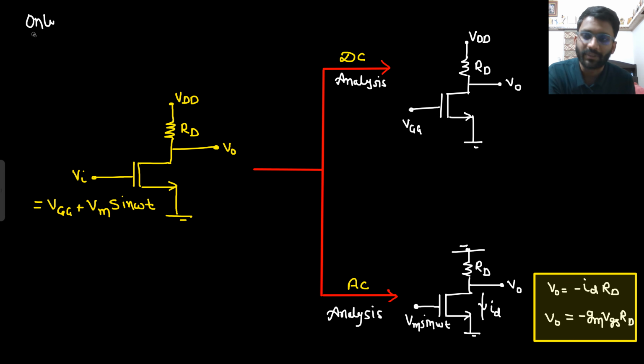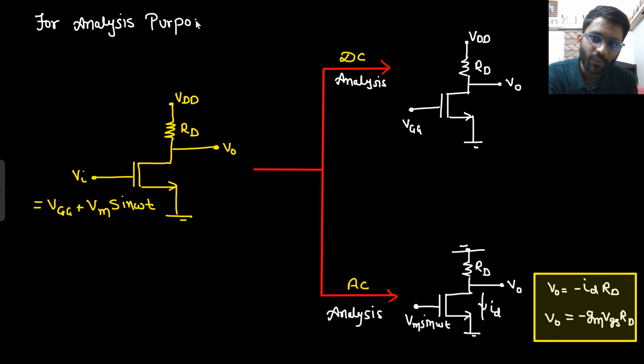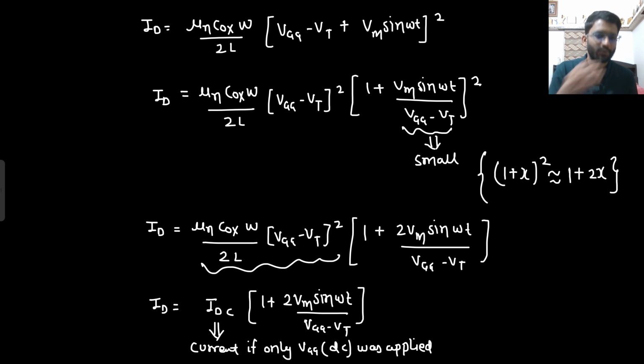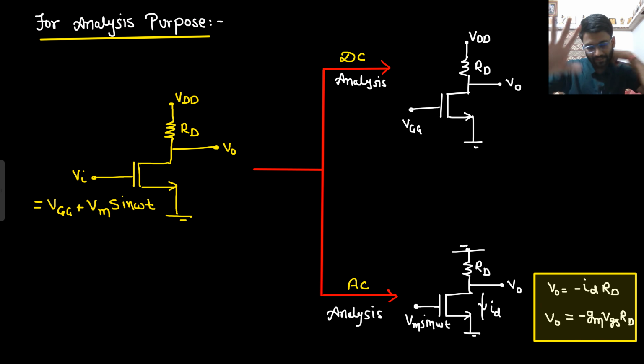Only for analysis purpose. So I will write for analysis purpose. So this is how you can analyze for analysis purpose. Every time you cannot write these current expressions, right? So how will you analyze the circuits? The circuit will be given.